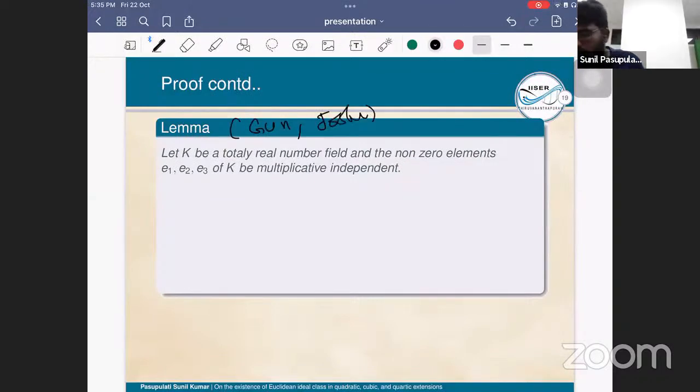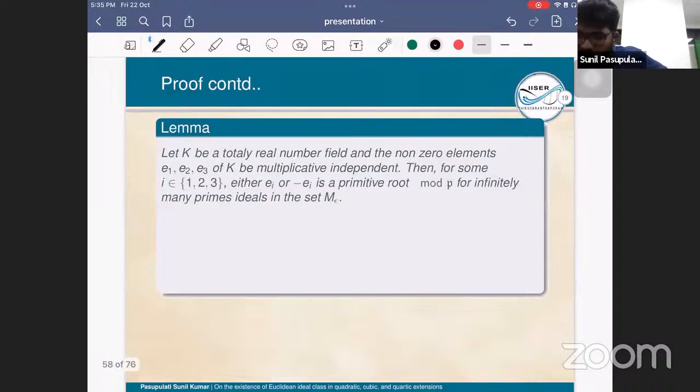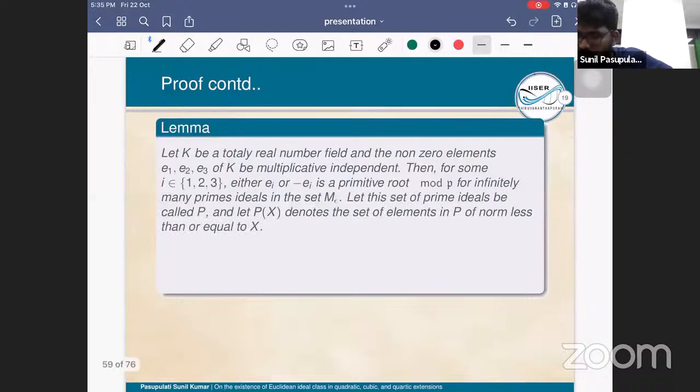So what they actually proved is that whenever K is a totally real field and you have non-zero elements of K which are multiplicatively independent, then for some i, e_i or minus e_i is a primitive root mod p for infinitely many primes in M_epsilon. And this is not the only thing we get.